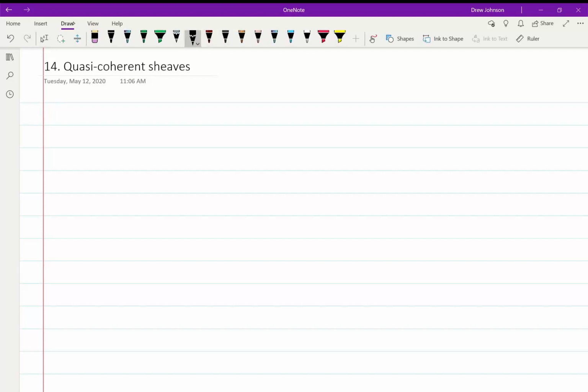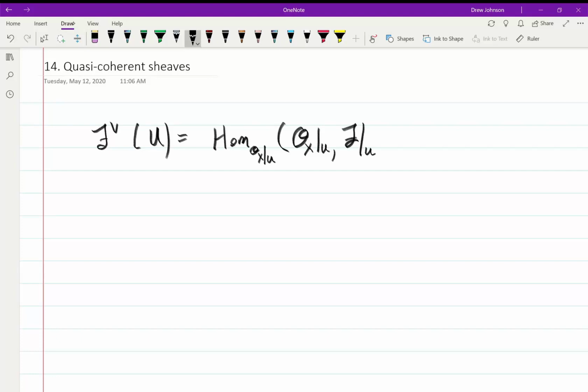If we're trying to define F dual, where F is a sheaf of OX modules, what's it going to be on an open set U? Well, it should just be the OX restricted to U module homomorphisms from OX restricted to U into F restricted to U. Okay, I think in the last lecture we defined this a little bit differently.